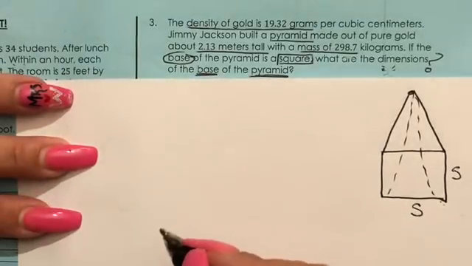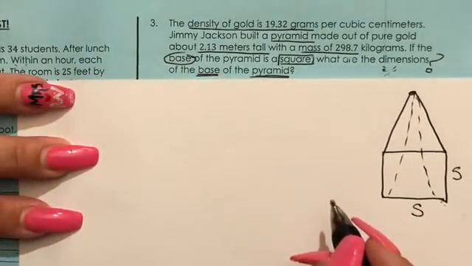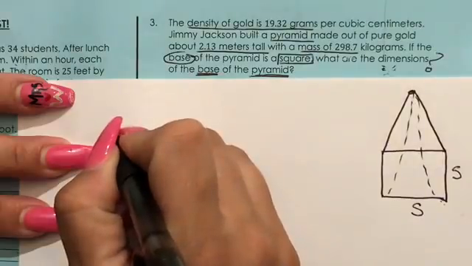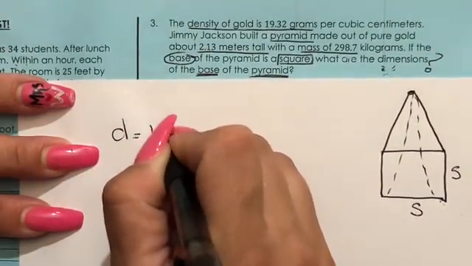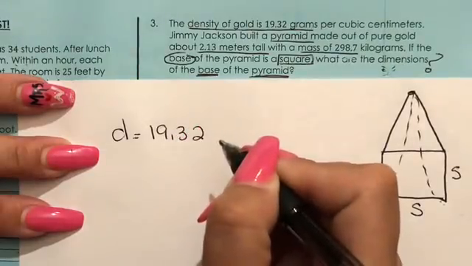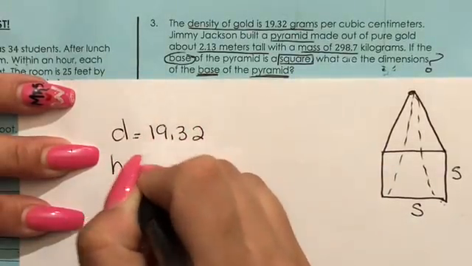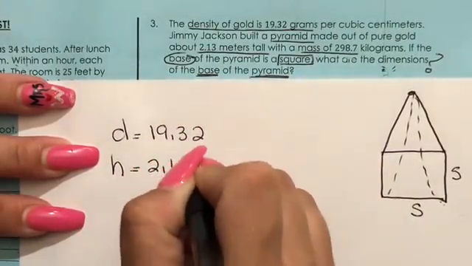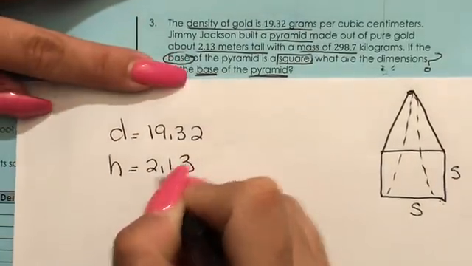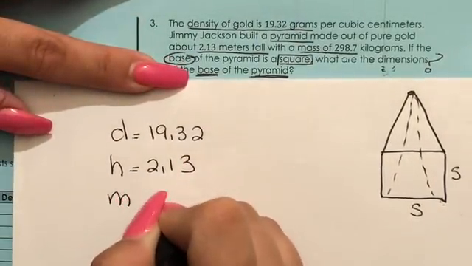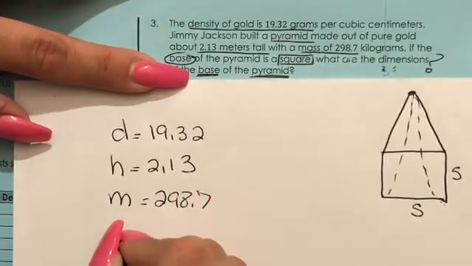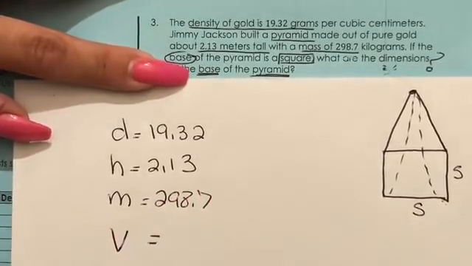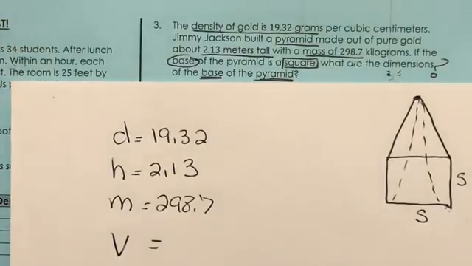And they also gave us a bunch of information about this pyramid. They told us that the density of the gold is 19.32. It told us the height of the pyramid is 2.13. It told us the mass was 298.7. And the only thing that it did not give us was the volume itself.